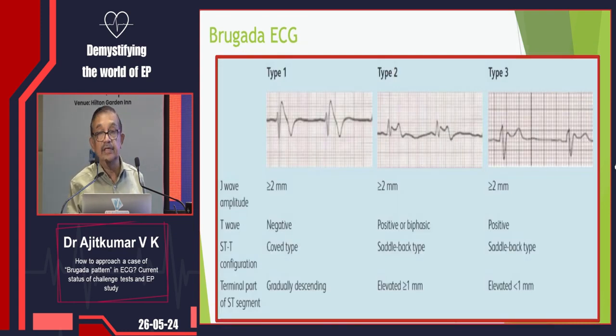Now, if you look at the J wave amplitude, the J point is elevated in all type 1, type 2, type 3 patterns. The T wave is negative in type 1. In type 2, it is biphasic or positive, and in type 3, it is positive. While the ST configuration in V1 is coved in type 1, and saddleback in types 2 and 3.